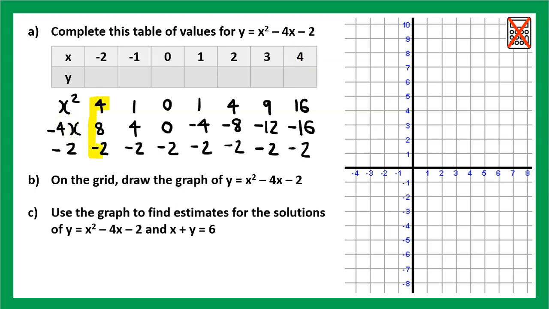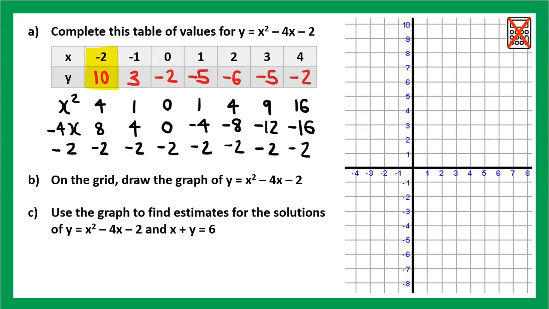Now we can go through and add up each column to find out what the y value would be overall. So 4 plus 8 take away 2 is 10. 1 plus 4 is 5, take away 2 is 3. 0, 0 minus 2 would be -2. 1 take away 4 is -3, take away 2 is -5. 4 take away 8 is -4, take away 2 is -6. 9 take away 12, -3, take away 2, -5. And the last one, 16, take away 16 is 0, minus 2 is -2.